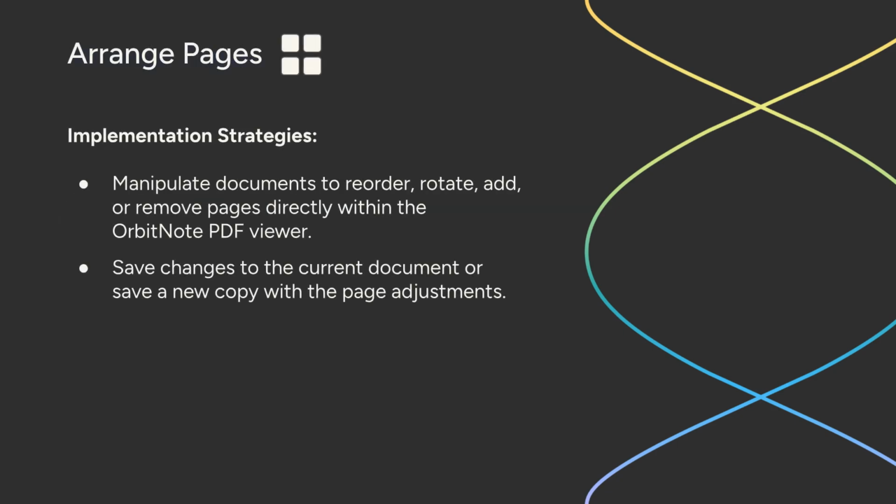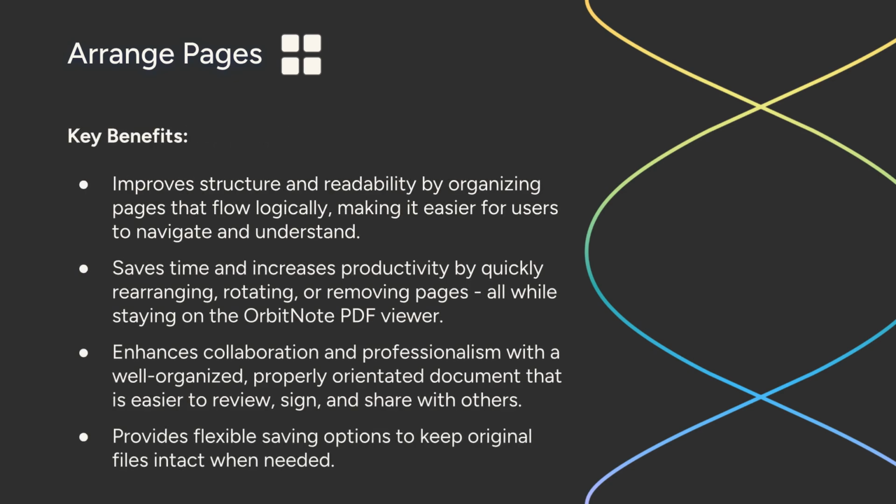With the Arrange Pages feature, you can manipulate documents to reorder, rotate, add, or remove pages directly within the OrbitNote PDF viewer. You can save changes to the current document or save a new copy. This feature improves structure and readability, saves time, increases productivity, and enhances collaboration with well-organized documents. You also have flexible saving options to keep original files intact.